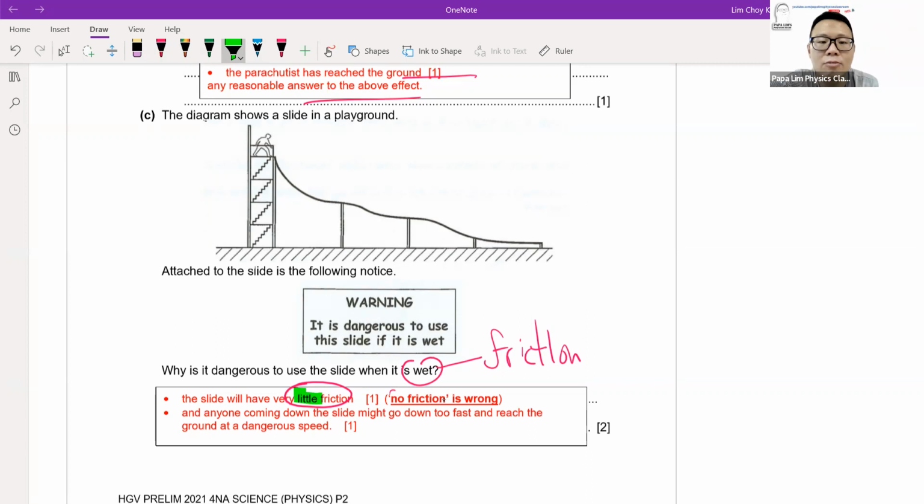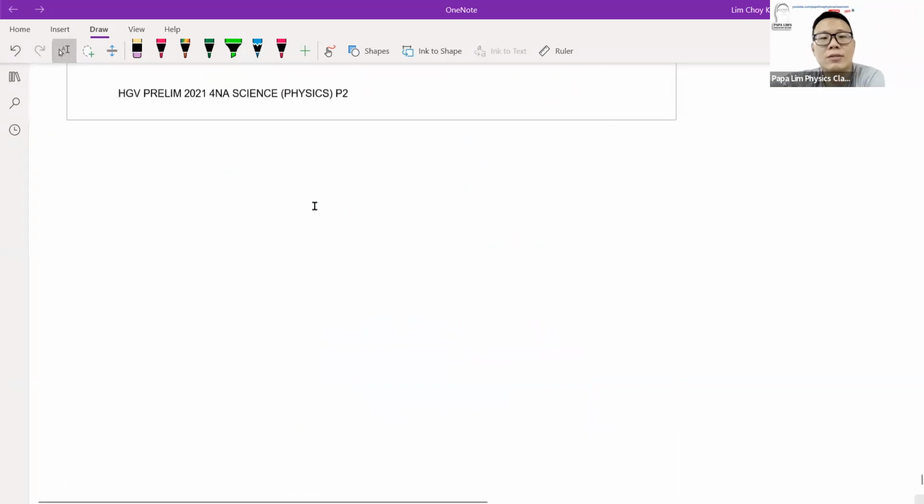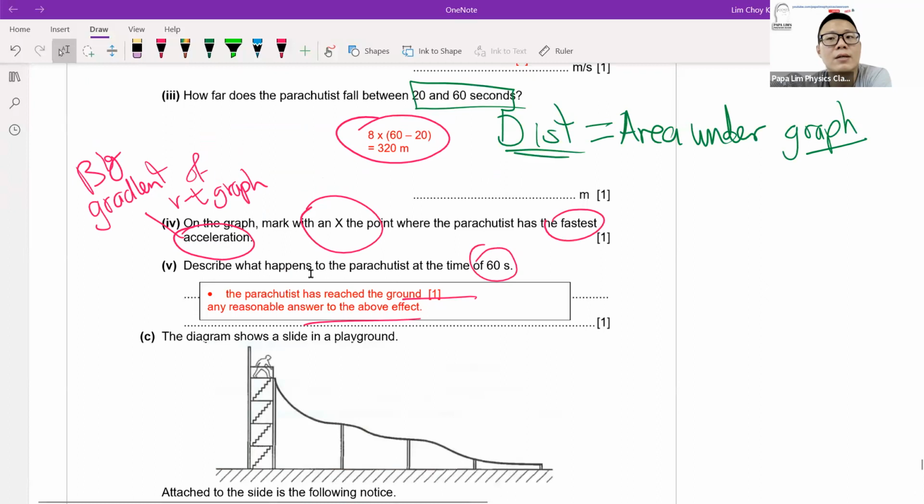So after that, it will be like a common sense question. If there is too little friction, the speed will be super high, and the guy literally will maybe fall out of the safety zone, etc., etc. Okay, now with this, this will be the last question of the Hillgrove Secondary School paper.